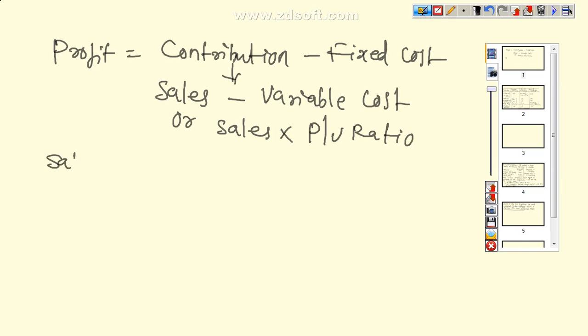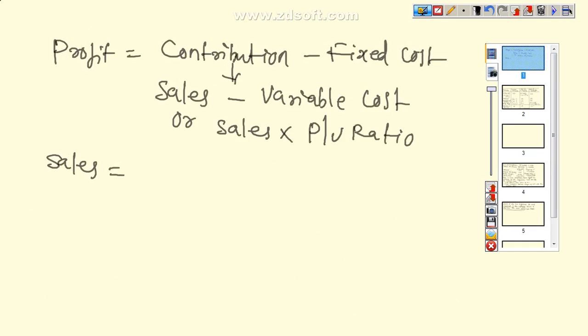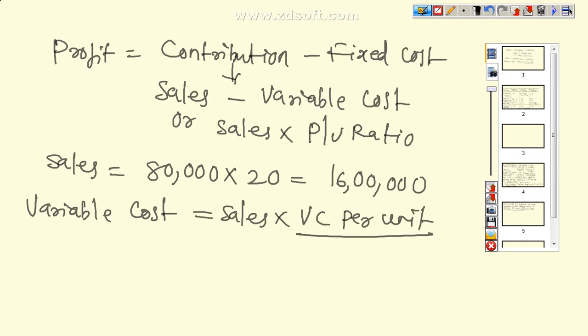So sales is not given directly, so first we calculate sale. Here present sale of 80,000 units is given, selling price is given 20, so sale is equal to 80,000 multiplied by 20, that is equal to 16 lakh. Now variable cost is not directly given. Variable cost is equal to sales multiplied by variable cost per unit upon selling price per unit.